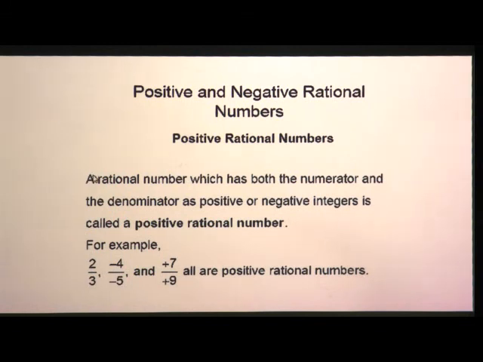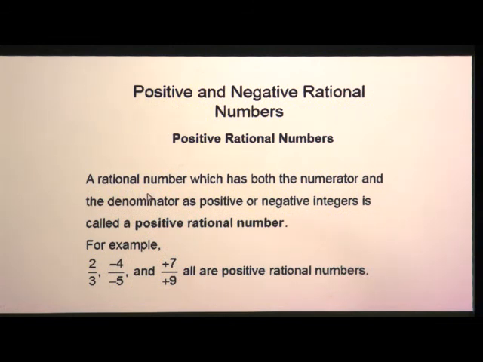Now, we will see positive and negative rational numbers. You know the rational numbers now, very familiar to you, which are written in the form of p upon q, where q is not equal to 0. So, we will see here what the positive rational numbers are.